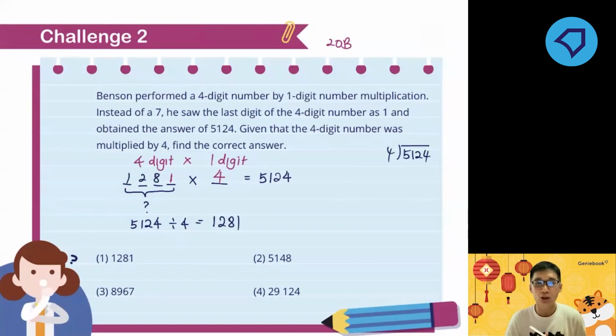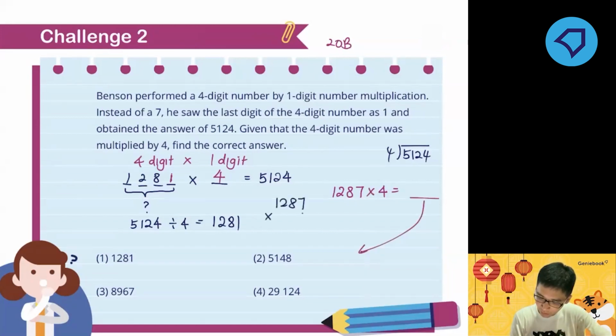But is that the actual four-digit number that he's supposed to multiply? The actual four-digit number should actually be 1,287. Remember, instead of seeing a 7, he saw it as a 1. So that's why the actual number he should multiply is 1,287. And what's the one-digit number he must multiply by? Multiply by 4. All right. So do you think you can find the answer now?